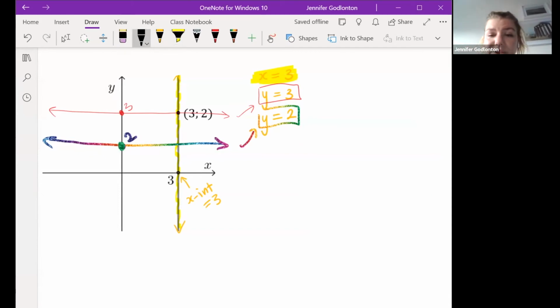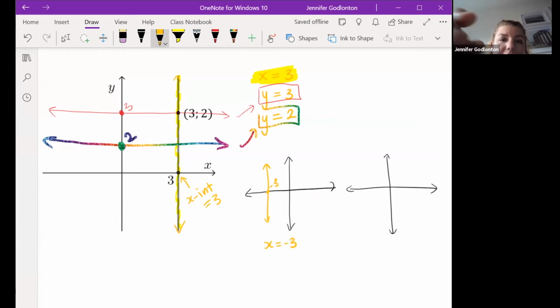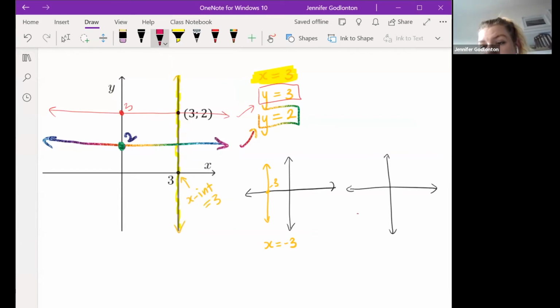Okay, so just to recap, guys, I'm going to draw 2 little things over here. When we have a vertical line like that, let's say that that was -3, then it's going to be x is equal to something, okay? And when we have a horizontal line like that, let's say this is -7, it's going to be y is equal to something.